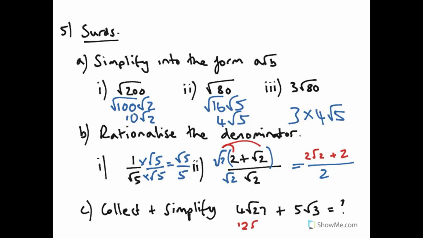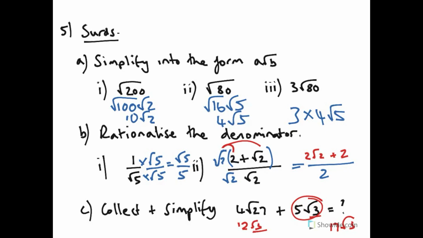So that's 12 root 3. Now you're adding 12 root 3 to these 5 root 3's here. So your final answer is going to be 17 root 3. And you cannot do that question unless you change the surds so they match. On to the final question. Now that's the homework done.